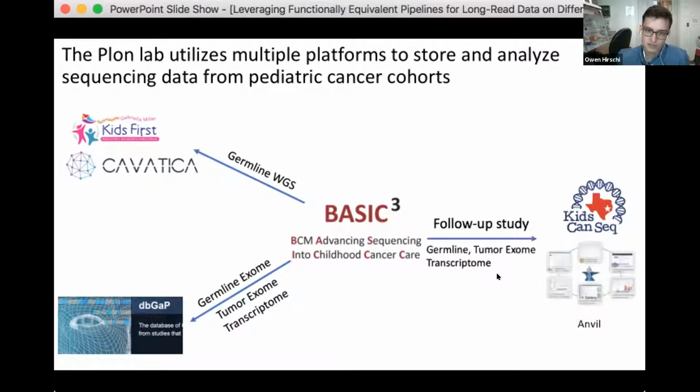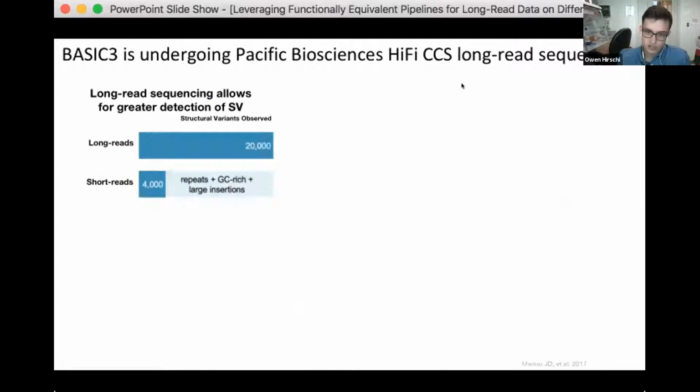Now, in a follow-up study to BASIC3, the Kids Cancer Seek cohort is currently being analyzed and stored on the Terra AnVIL platform. This is all to say that our lab, like many others, utilizes multiple platforms for storage and analysis. Recently, through Kids First, the BASIC3 cohort was selected to undergo PacBio CCS HiFi long read sequencing. Our lab in particular was interested in this technology given the increased ability to detect structural variants when compared to that of short read data.